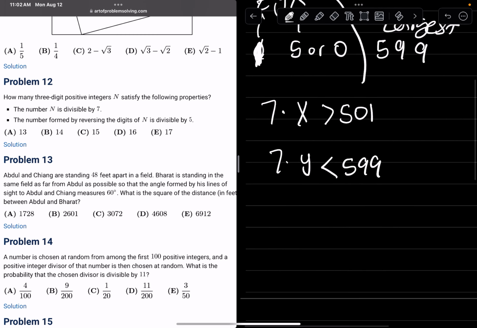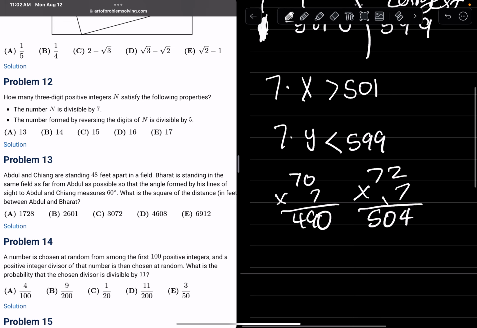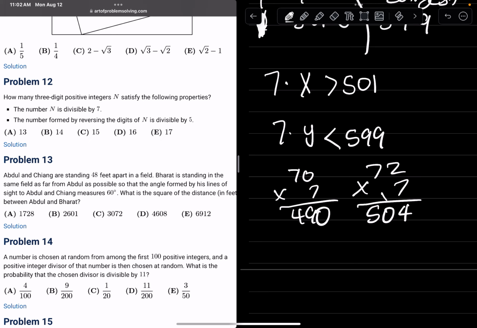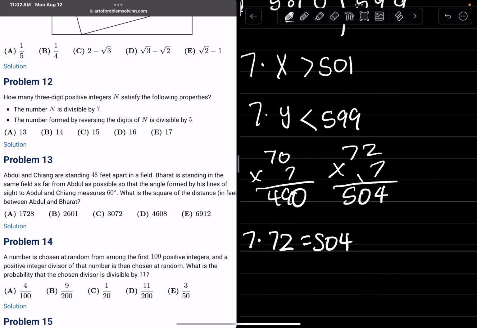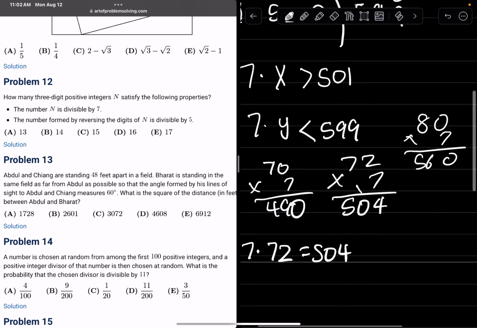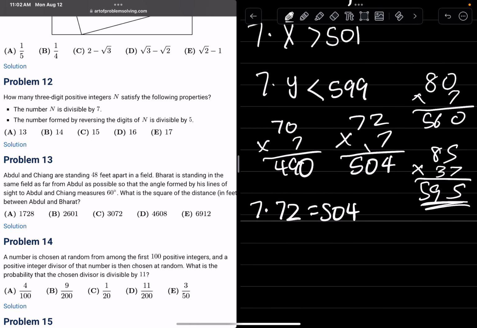So let's do 70 times 7. This gets us 490. So that's pretty close. So that's probably 72. So 72 times 7 is 504. So great. So x could be 72, sorry. So 7 times 72 equals 504. And then let's see what y could be. Let's do 80 times 7. So 560. Since we want to get as close to 599 as possible, let's try adding 5. So 595. So 85, that's the closest we could get. So 7 times 85 equals 595.